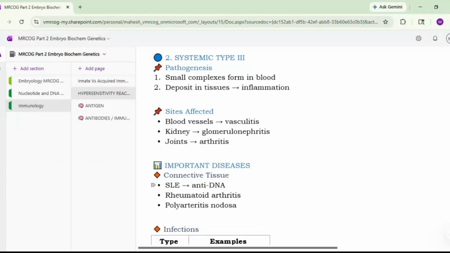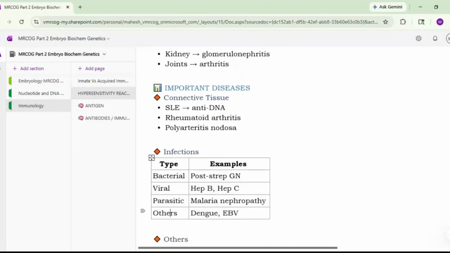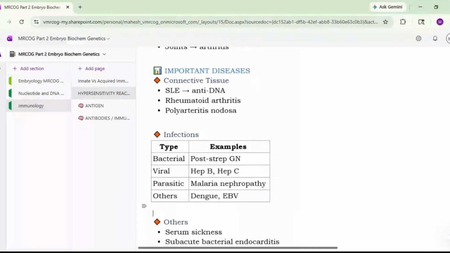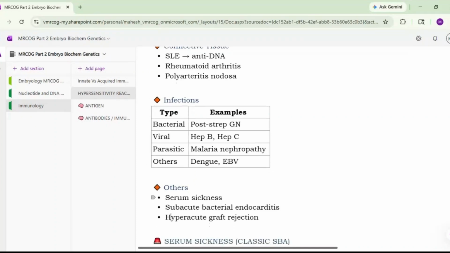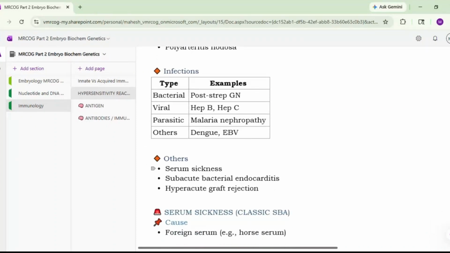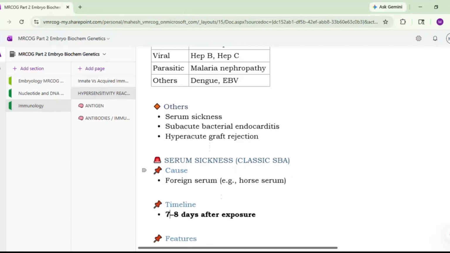So important diseases are SLE, where anti-DNA antibodies are there, rheumatoid arthritis, polyarteritis nodosa. So if you get an autoimmune disorder, it is the type 3 type of hypersensitivity reaction. Okay, then infections like bacterial, there will be post-streptococcal glomerulonephritis, viral infections like hepatitis B, hepatitis C, parasitic like malaria nephropathy, others like dengue, Epstein-Barr virus, etc. Others like serum sickness, subacute bacterial endocarditis, and then hyperacute graft rejection. These are type 3 hypersensitivity reactions.